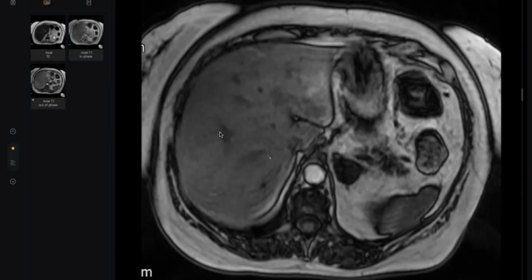Okay, what about the size? Which size is in favor of benign adenoma? I think 1 centimeter is in favor of benign lesions. If more, then it would be suspicious. How much? 1 centimeter? No, increase, please.